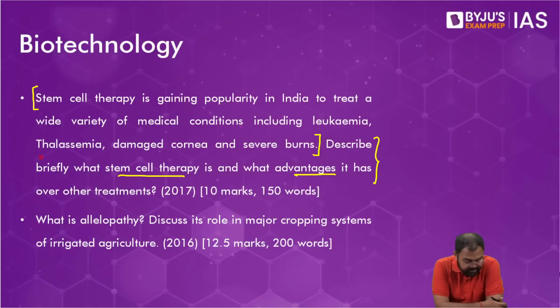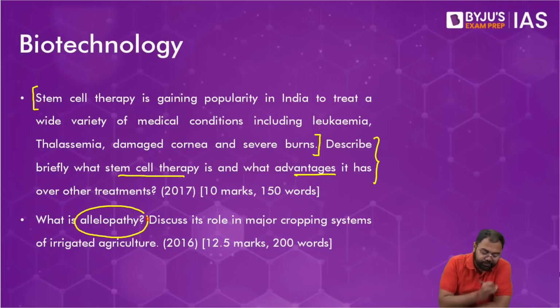Then lastly, another question, which I wouldn't say was entirely a biotechnology question, but a mix of biotechnology and economy. What is allelopathy? Discuss its role in major cropping pattern systems of irrigated agriculture. So allelopathy. It's not allopathy. Allopathy, you might know, is related to medicines.